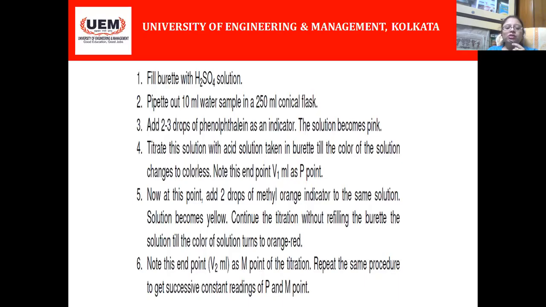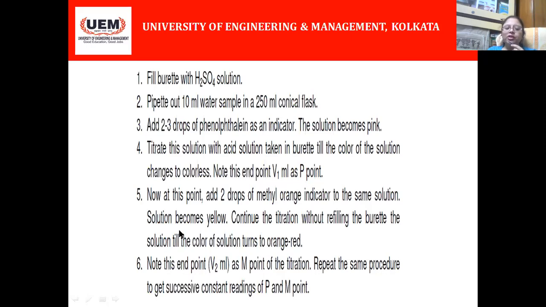So now we'll titrate the solution taken in the burette till the color of the solution changes to colorless, because all of us know that in acidic solution the phenolphthalein indicator is colorless. So now we will get the point as V1 ml, and we will denote the point as P point.